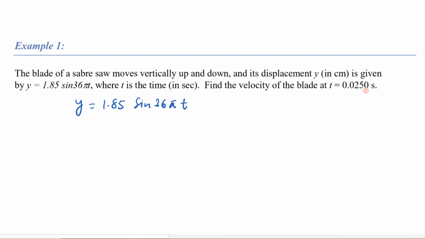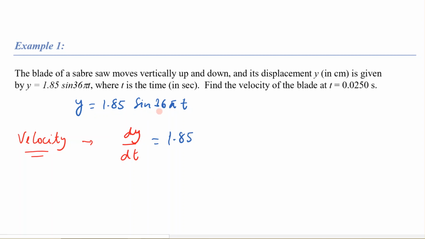0.025 seconds. And first thing, we know how velocity and displacement are related. Velocity is the change in displacement over time, which means dy over dt. So it means we need to find the derivative. So the derivative would be 1.85, which is a constant coefficient as it is.